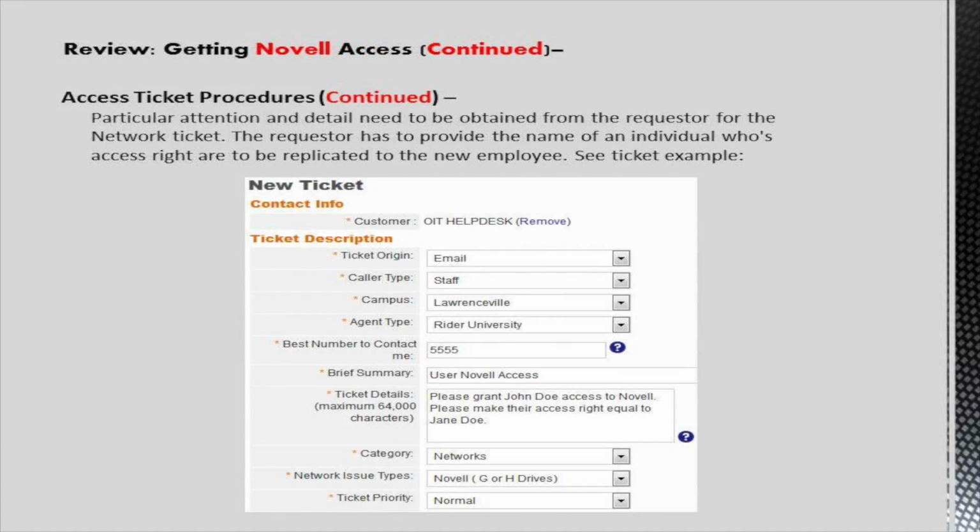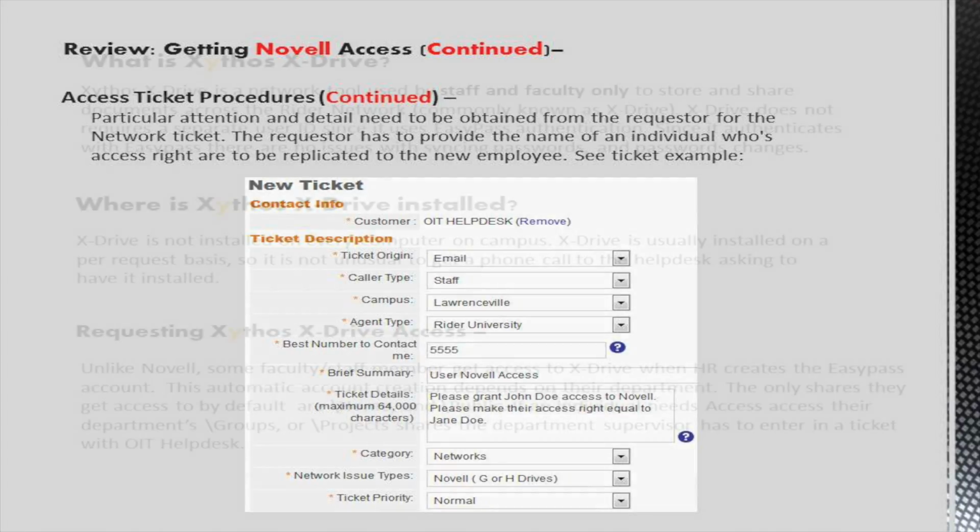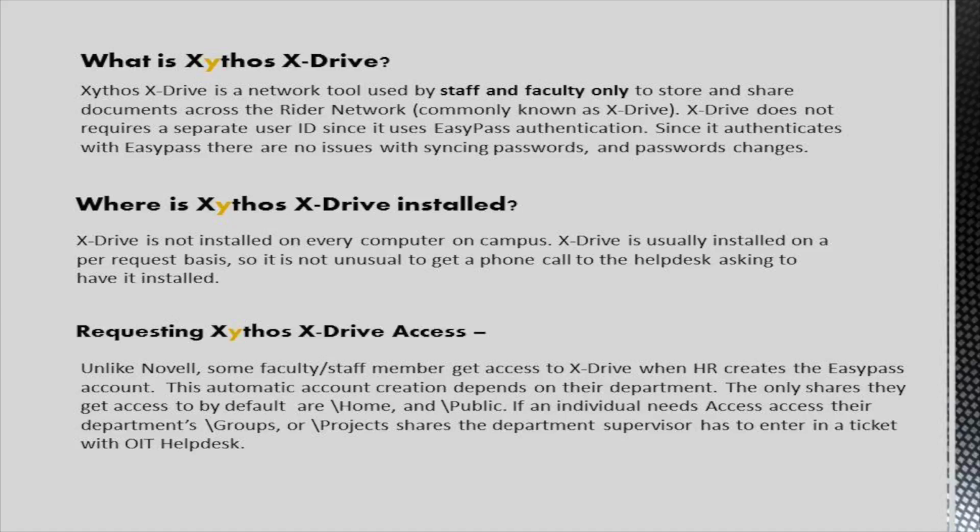When working on a new multiple request, make sure to get all of the information needed for each individual request. If system access is requested, be sure to get the exact access requested, either individual folders or a name account to mirror. Zythos or xDrive is a network tool used by staff and faculty only to store and share documents across the Rider network. xDrive uses EasyPass authentication, which eliminates any issues syncing passwords.